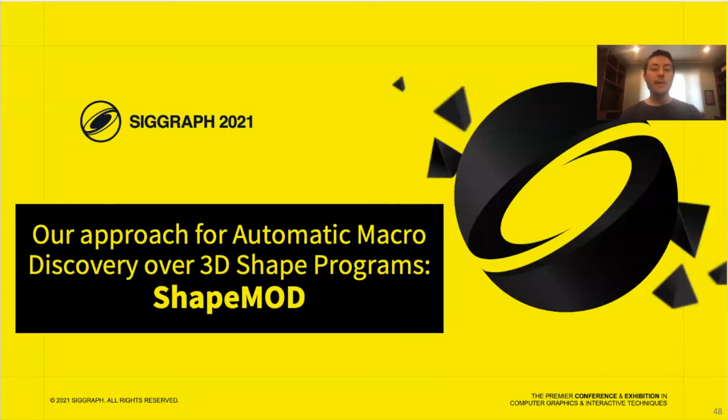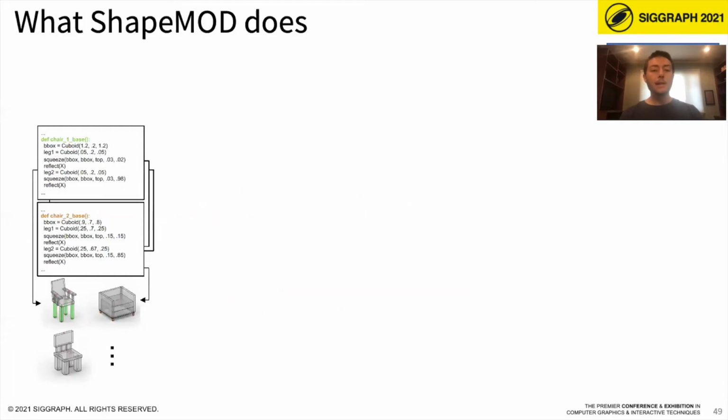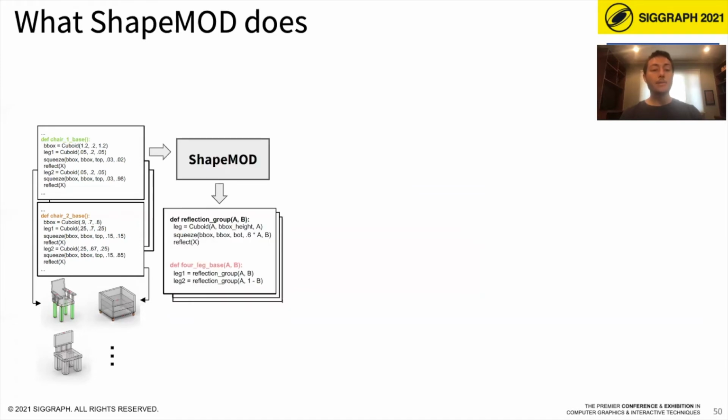As no previous method fits this criteria, we designed and now present our approach to solving this problem, macro operation discovery for 3D shape programs, or ShapeMOD for short. ShapeMOD takes as input a dataset of 3D shape programs. It discovers macro operators that make programs more compact by minimizing the number of function calls and free parameters needed to represent the entire input program collection.